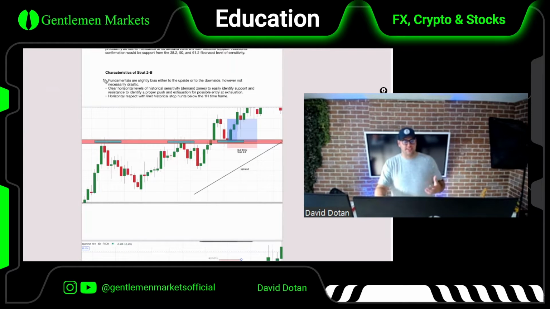So when we have slight bias to the upside, do we want to enter to the downside? It depends. If the bias reaches a significant area of sensitivity, maybe we find Strat 2C, which we'll get to. But in terms of Strat 2B specifically, we don't want to enter against the trend. So in this case, let's look at this. We have a daily zone, and as we can see, this has been a significant area of resistance, which is now going to become support. So this would be a buy limit order entry for Strat 2B.